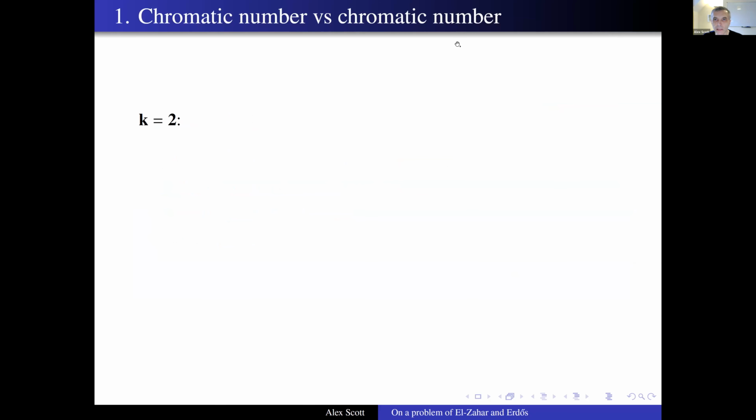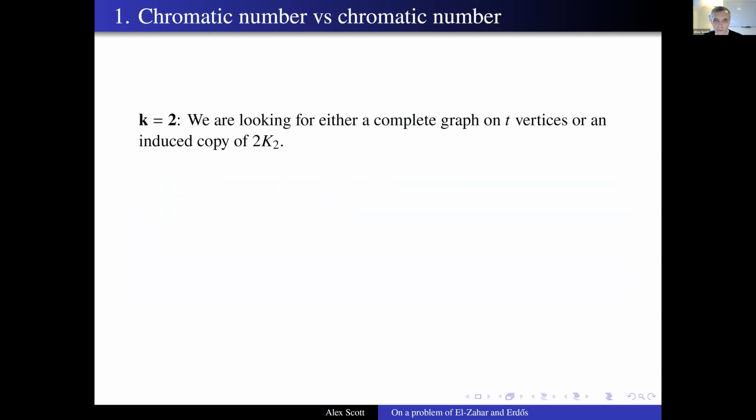Okay, so let's start by talking about chromatic number versus chromatic number. And let's just start with small cases. So let's start with k equals 2. Okay, so what does that mean? Well, we're looking for either a complete graph on T vertices, or a pair of anti-complete subgraphs with chromatic number at least 2. In other words, well, what's the minimum example? Just 2 edges that are anti-complete to each other. Okay, so a complete graph on T vertices or an induced copy of 2K2.